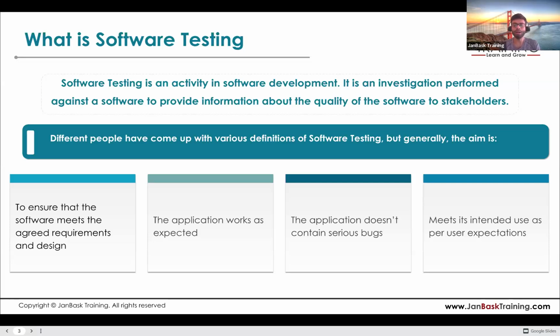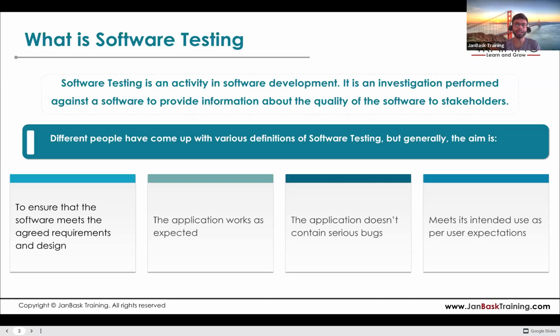And finally, we need to make sure that the application or the software meets its intended use as per the user expectation. As we were talking about the calculator software, with the same example, if we are trying to add 5 with 6, it should give us the result as 11. It should meet the intended use.